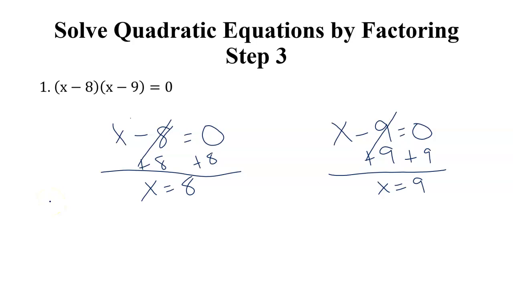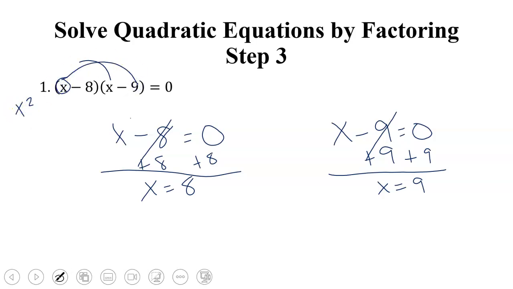All right, so to check our answers, we need to distribute or FOIL these parentheses at the top. So x times x is x squared. Then x times negative 9 is negative 9x. Negative 8 times x is negative 8x. And then negative 8 times negative 9 is positive 72. And then simplify the middle. So we have x squared minus 17x plus 72.